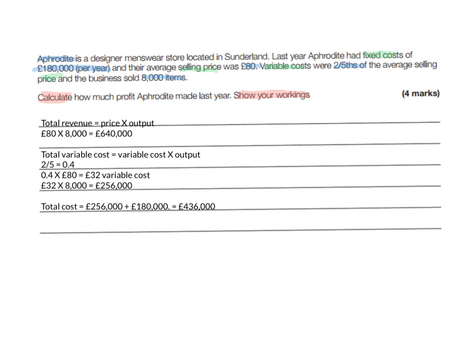So total cost is fixed costs plus total variable costs, so it's 256,000, which is our total variable cost, plus our fixed cost of 180,000, and that gets us a total cost of 436,000. So now we're in the final part of the calculation, and that is the profit, which is revenue minus total costs. So 640,000 minus 436,000 equals 204,000. So we can see that they are making a profit.